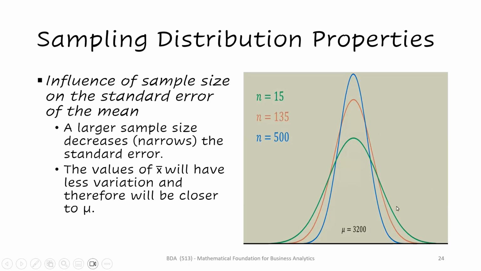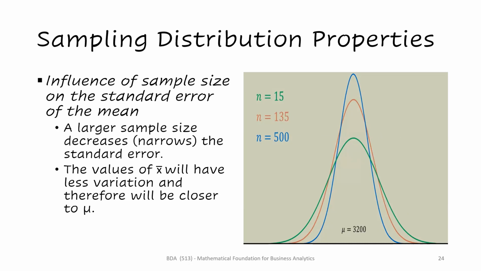Please, can you follow? Then followed by the one where n is 135, that's the middle one. Its tails, now that we increase to 135, get closer to the 3,200. Now when we increase it to 500, you see the blue normal distribution.